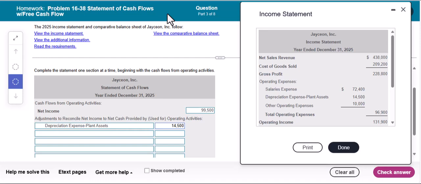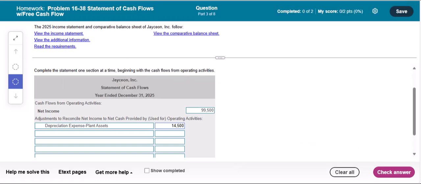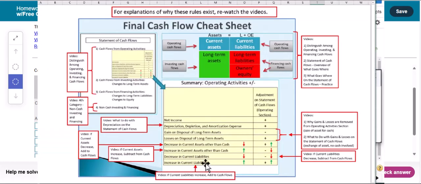And next we have our gains and losses, and looking through here, we don't see any gains and losses. And that's also, of course, checking the additional information here. So after gains and losses, we're going to analyze changes in current assets and then analyze changes in current liabilities.